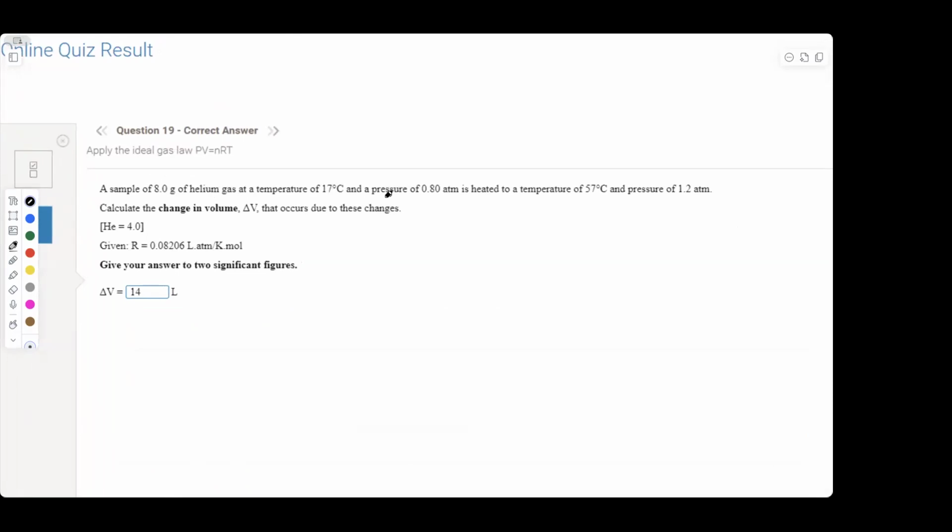A sample of helium at a given temperature and pressure is heated to a new temperature and pressure. Calculate the change in the volume that occurs. Same thing, but this time I find V1 and V2 and subtract them to get delta V.